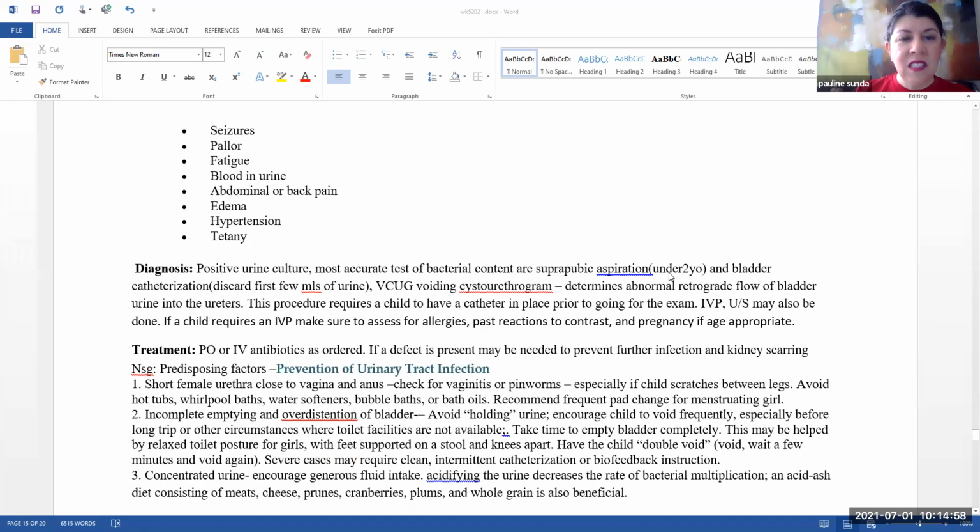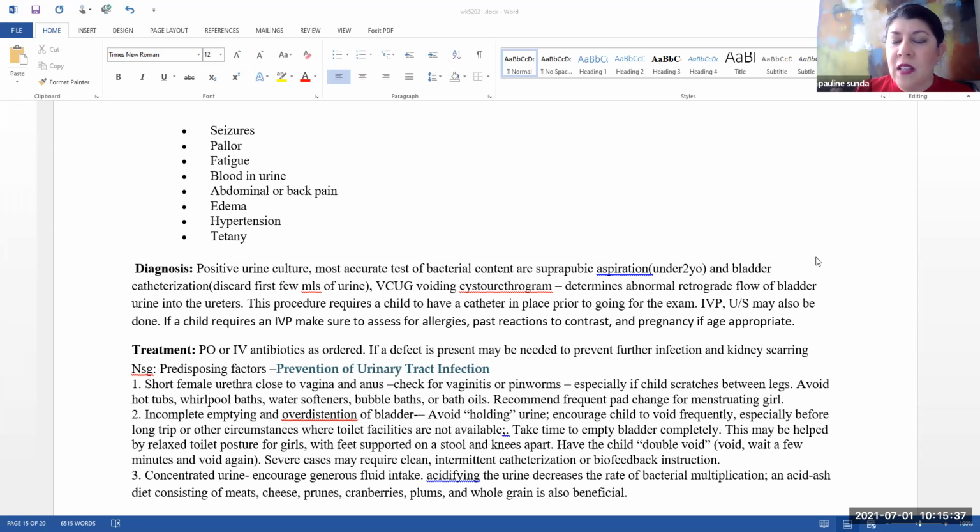So diagnosis, really it is a positive urine culture. And probably the most accurate test of bacterial content is suprapubic aspiration in children under 2 years of age. And then bladder catheterization, but please remember to discard the first few milliliters of urine. A voiding cystourethrogram, also called a VCUG, may be done to determine abnormal retrograde flow of the bladder urine into the ureters. This procedure requires a child to have a catheter in place prior to going for the exam.